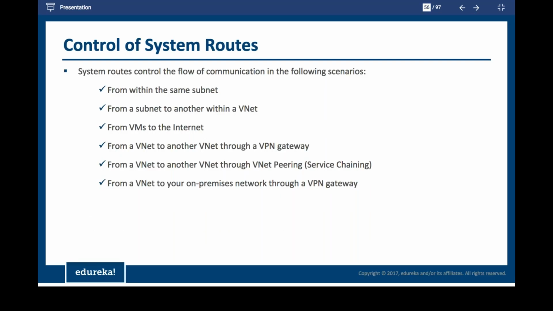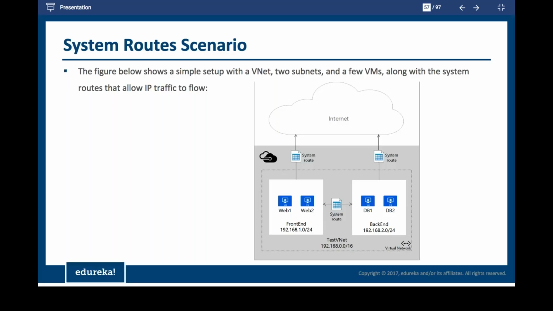So the control of the system routes is that it can be within the same subnet, or from a subnet to another within a VNet, from the VNet to the internet, or towards the VPN gateway or VNet peering, anything as such. So it has complete control over the communication. A scenario where you can use system routes is a simple setup with a VNet and two subnets, and a few VMs, with the IP traffic flowing here. You have a front end and a back end, and the system route will take care of the communication within the virtual network.